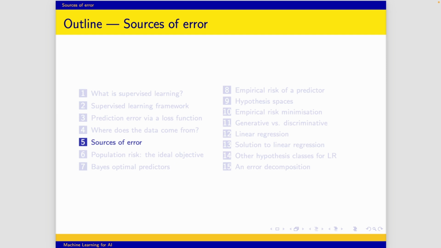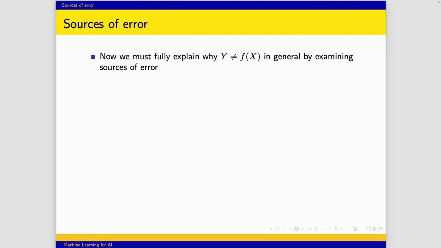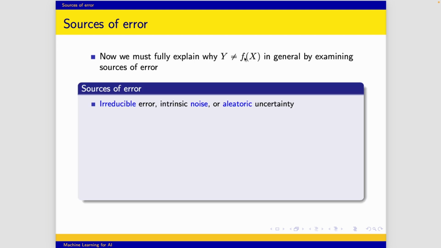So what are these sources of error? Let's look at them and why we don't have equality. Well, there is, first of all, irreducible error, also called intrinsic noise, and in Bayesian ML, often referred to as aleatoric uncertainty. So let's think of what this could be. Well, first of all, we have latent variables that were not included in X.